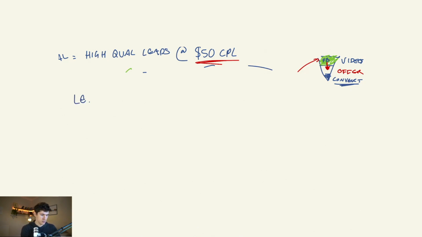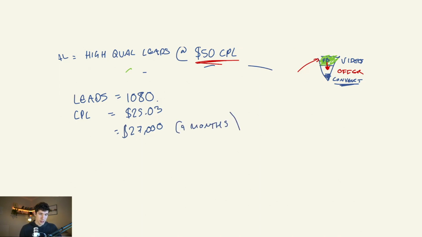So we had leads. We had 1,080 and counting. The cost per lead is equal to $25.03, which is giving us a spend of around $27,000. That's after 9 months. Okay, cool. Now, that's fine, cost per lead. But what we really want to look at is the sales figures.